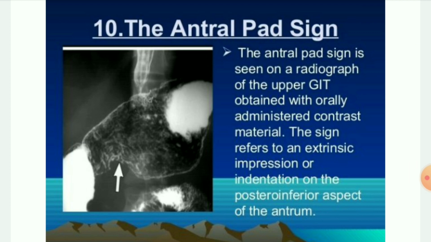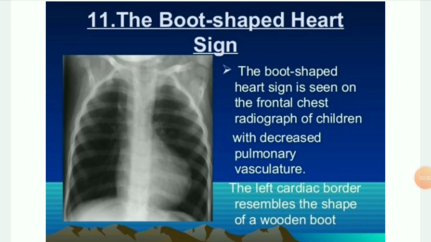The impression is typically caused by a lesion in the region of the head or body of the pancreas. However, it has been shown that the antral pad sign can be caused by a normal gallbladder or by pancreatitis, pseudocyst of the pancreas, or neoplasm of the head and body of the pancreas. Next sign is the boot-shaped heart sign.